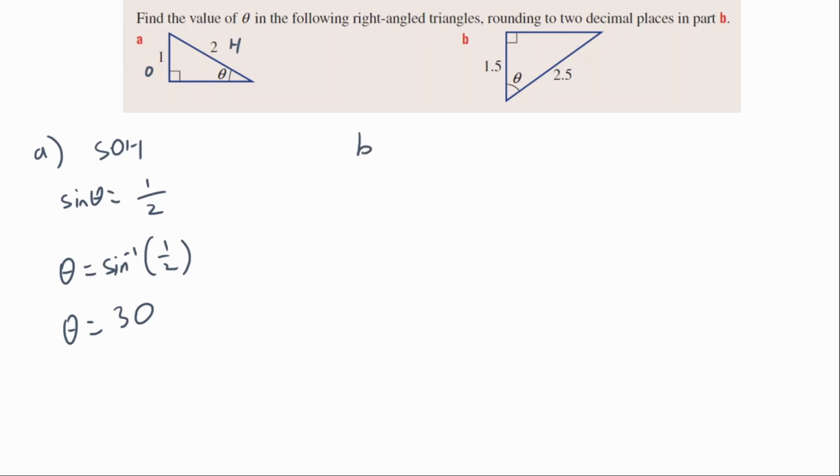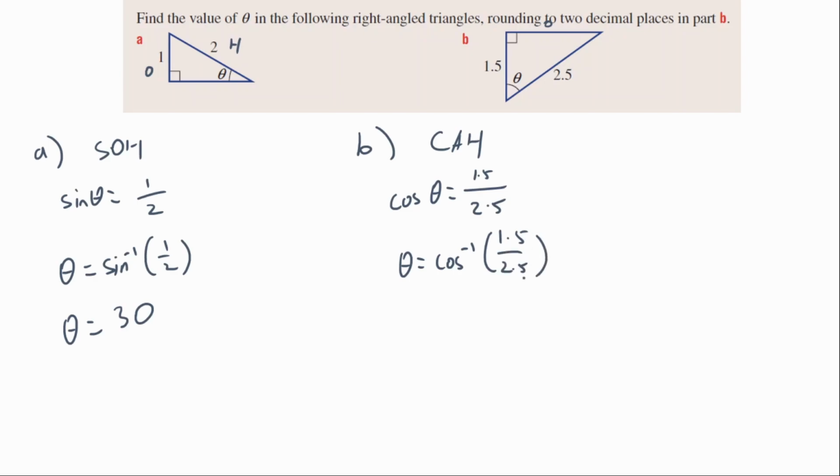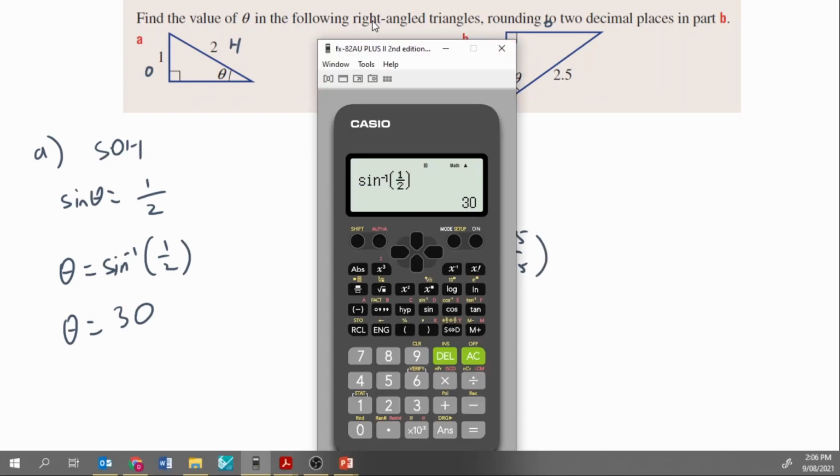We have that triangle there. We currently have the adjacent, that's the adjacent, and that's the hypotenuse there. So I'm using CAH. In this case, cos theta is going to equal the adjacent 1.5 over the hypotenuse 2.5. Change that to its inverse, which is theta equals cos to the power of -1 times 1.5 over 2.5. Then we're going to pop those values into our calculator.